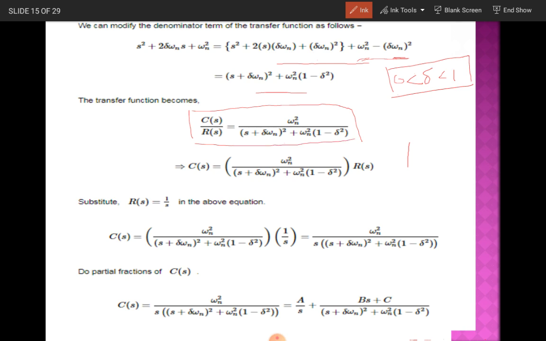Then in this expression replace R(s) with 1/s. So you will get C(s) = omega_n^2 / (s((s + del omega_n)^2 + omega_n^2 (1 - del^2))). Then the next step is, by applying the partial fraction method, this expression can be written as A/s + (Bs + C)/((s + del omega_n)^2 + omega_n^2 (1 - del^2)).